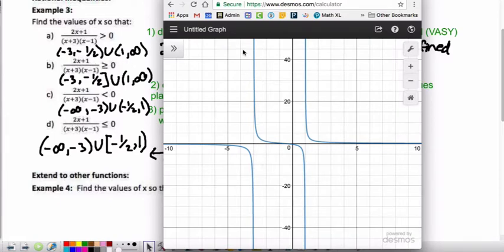But you can see that we do have an asymptote here at -3. There's 1, 2, 3. And we have an asymptote at 1. So that's why we're never including those values. But we can see that we have a 0 at -1/2. See if all these match up with this graph here.